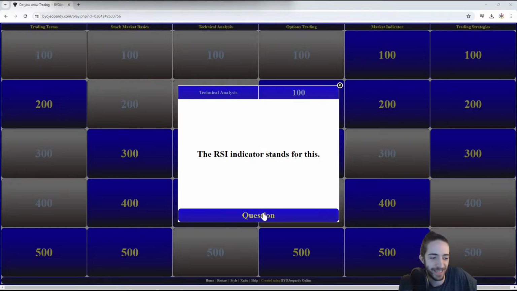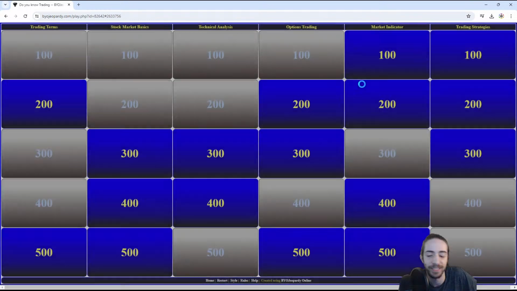Relative strength indicator, killing it. Relative strength index. All right, guys. Good stuff, guys. What is the relative strength index? Beautiful. Beautiful. Let's knock out these hundreds.